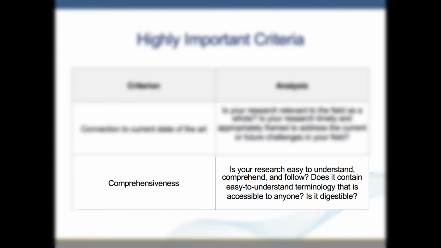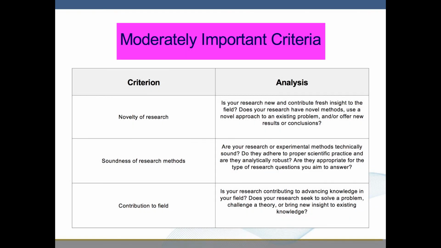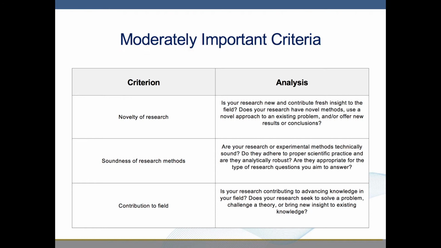Comprehensiveness. Is your research easy to understand, comprehend, and follow? Does it contain easy to understand terminology that is accessible to anyone? Is it digestible? There are three moderately important criteria. These include the novelty of research, the soundness of research methods, and the contribution to the field.